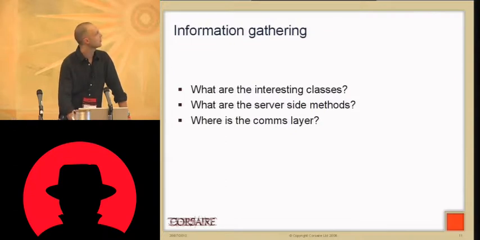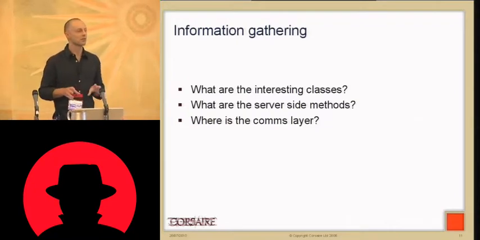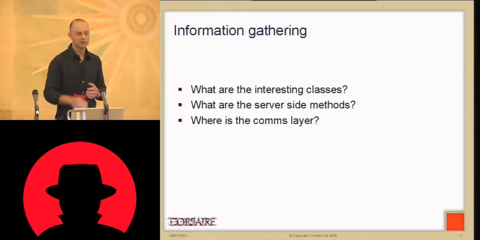A bit more detail about what we're trying to do in each of these. Information gathering: we just want to find out what the interesting classes are. By interesting, I mean, where is the business logic? We're not interested in all the libraries and open source tools and so on that are included in this Java application. We just want to go after the core business logic. So where is that logic? Secondly, we also want to find out what methods are available on the server side. So which methods are exposed by the server? And where is the comms layer? It ties up with the previous one. We really just want to find out how we call the server-side methods.